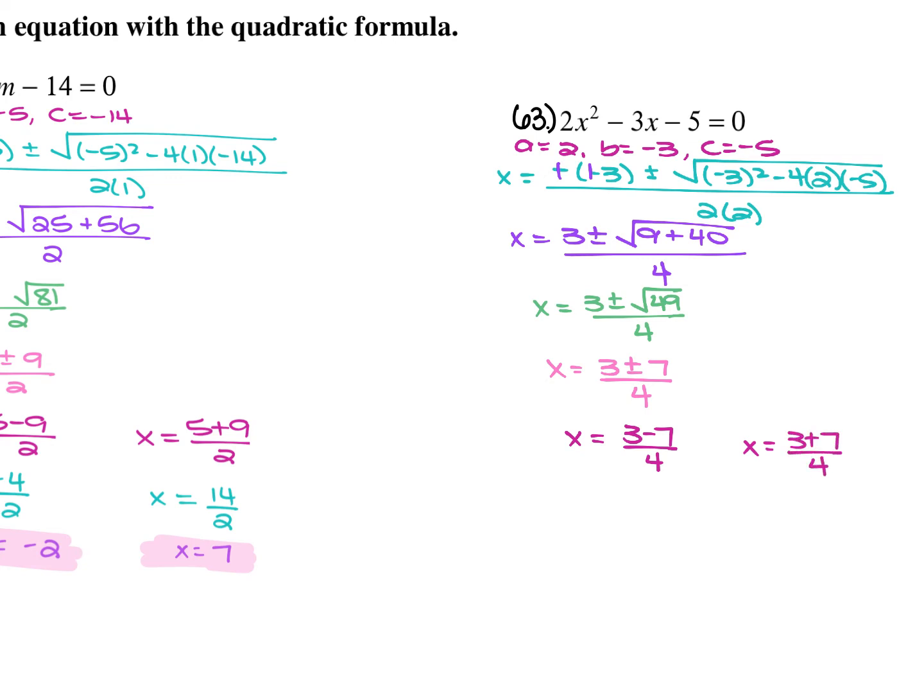The 3 minus 7 gives us -4 over 4, which is -1. And the 3 plus 7 gives us 10 over 4, which simplifies to be 5 over 2.